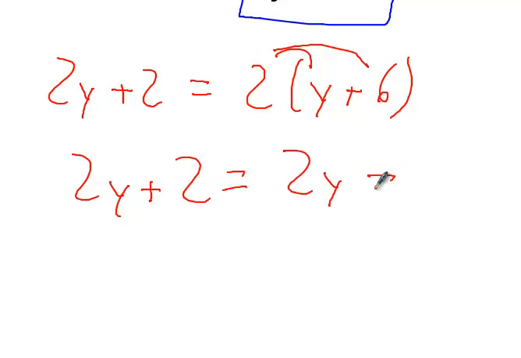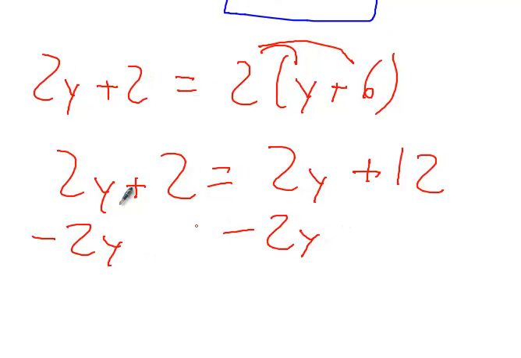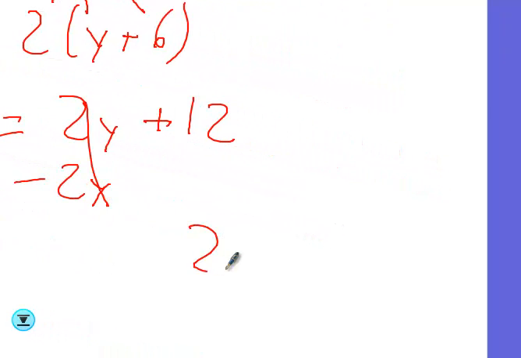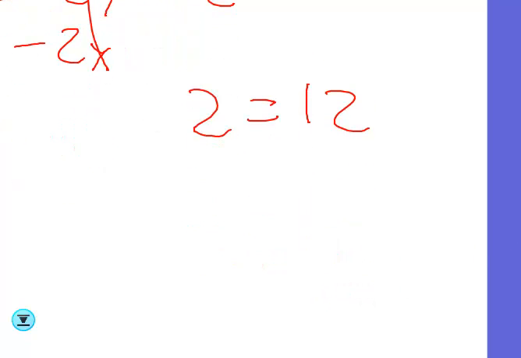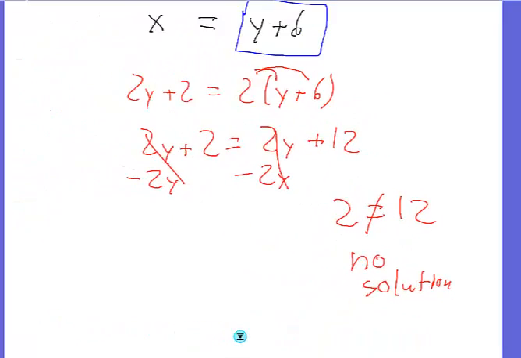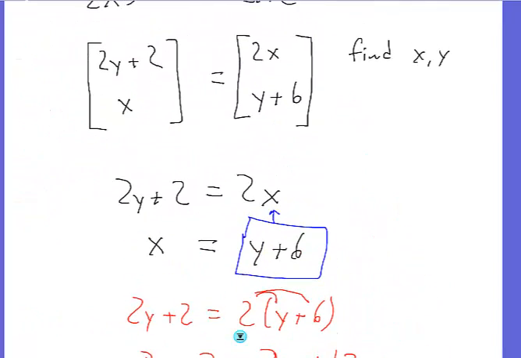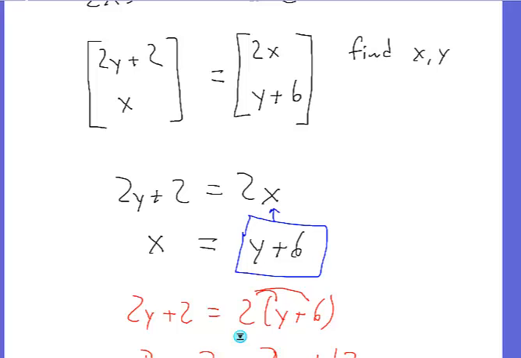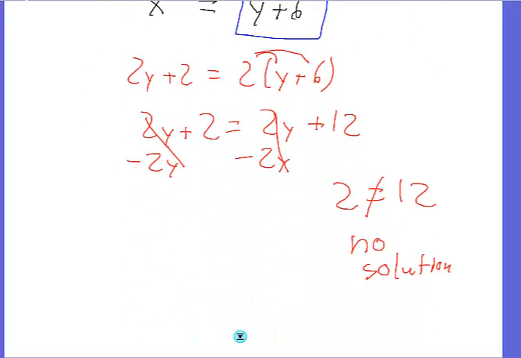When you distribute the 2, you get 2y plus 2 equals 2y plus 12. All right, subtract 2y, and you get 2 is equal to 12. All right, well, this is a problem because 2 never equals 12, so our answer is no solution. Okay, there's no way that we can find an x and a y that are going to make these two matrices equal. All right, but we would never have known that if we didn't do all this work.